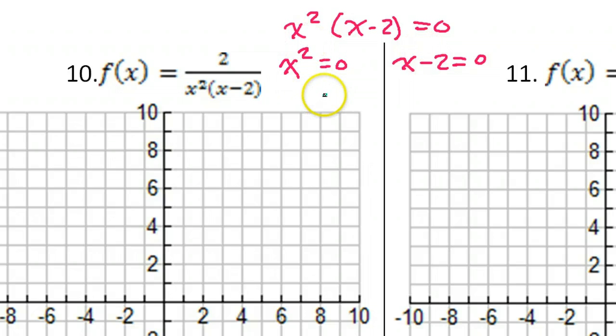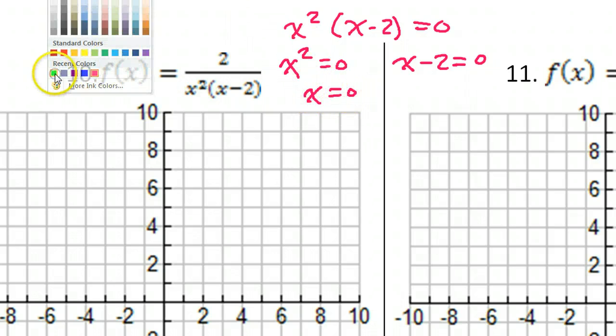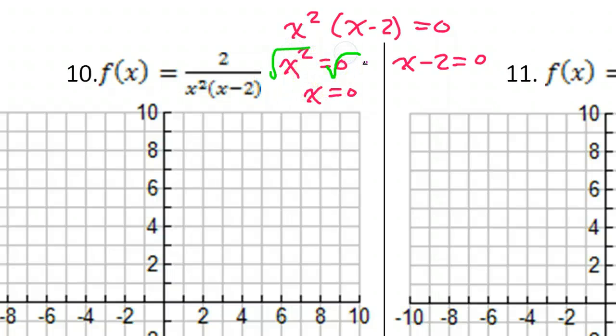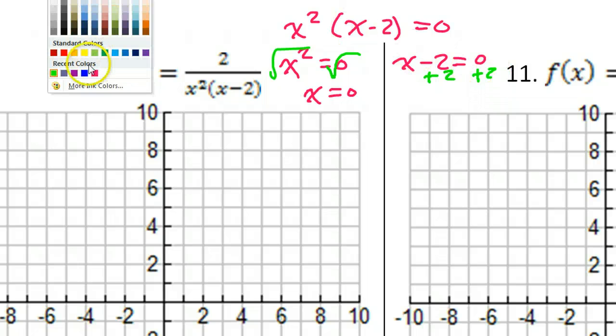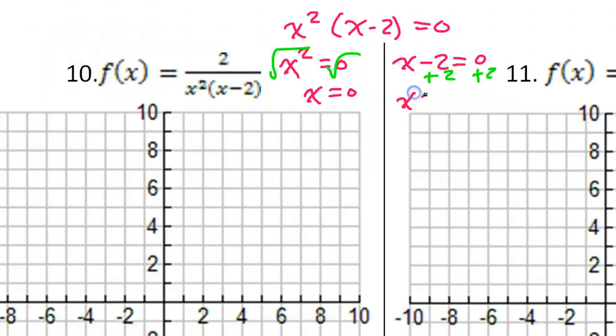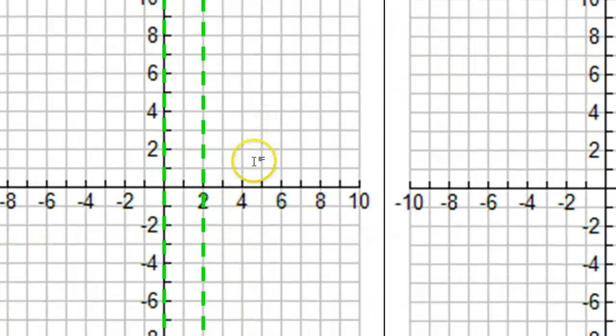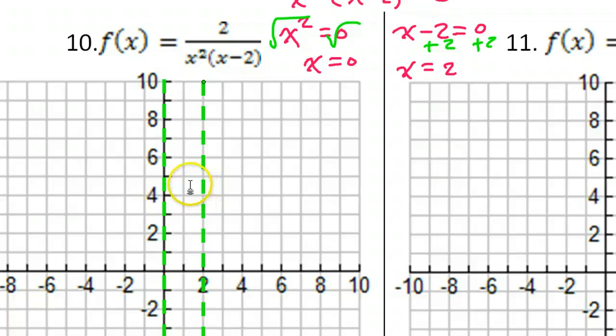So this is going to give me a vertical asymptote of just x equals 0. If you want, you can think of it as taking the square root of both sides. Over here, I'm going to add 2 to both sides, of course. So that's going to give me x equals 2. So I have two vertical asymptotes, one at 0 and one at 2. Let's go ahead and draw those vertical asymptotes now. So these are my vertical asymptotes.